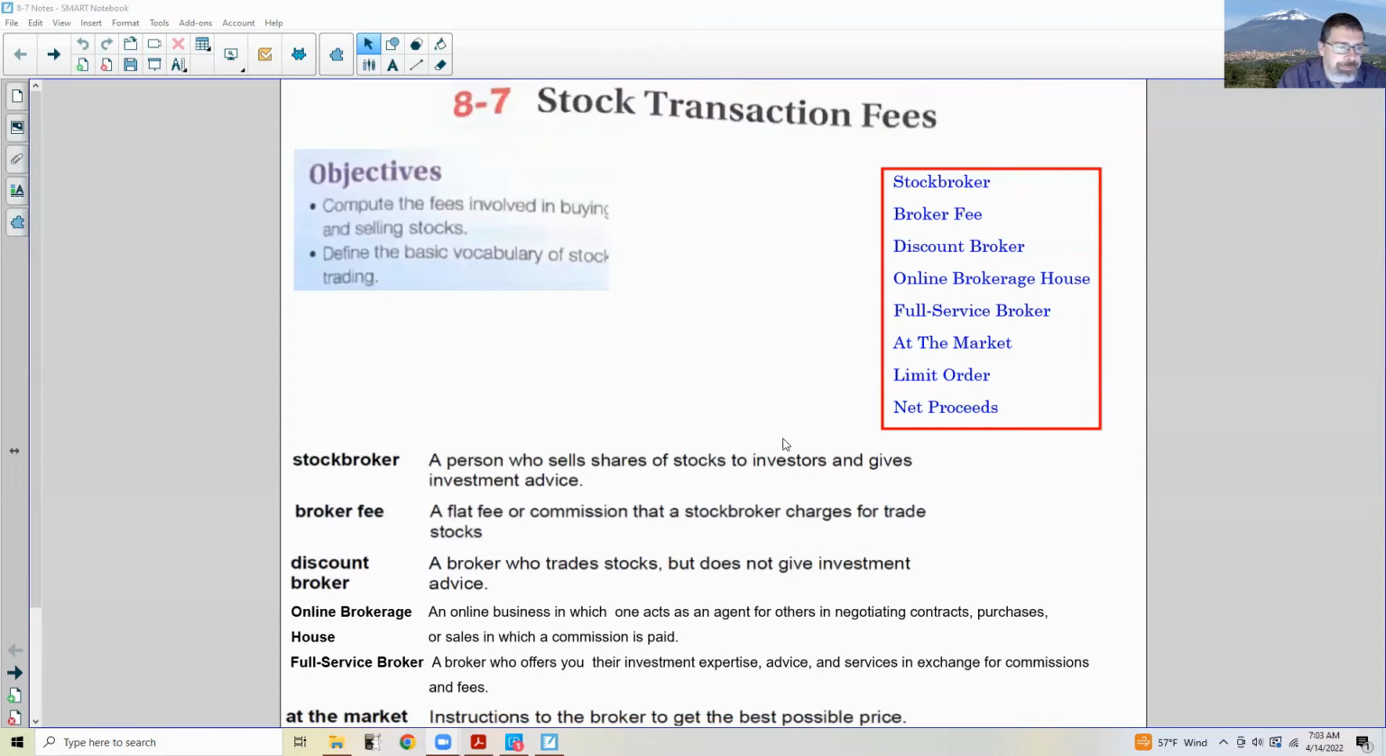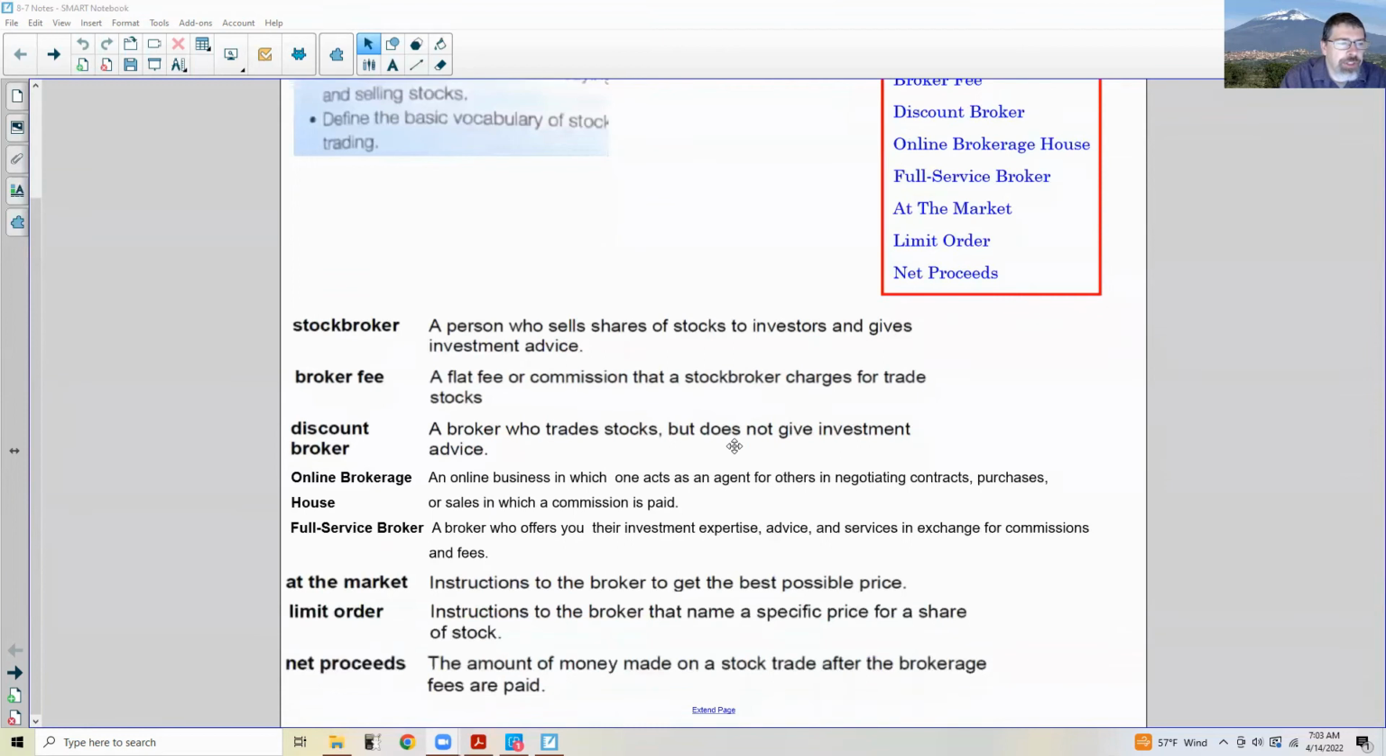So here we go. The first definition word is stockbroker, and that is a person who sells shares of stocks to investors and gives investment advice. Broker fee is a flat fee or commission that a stockbroker charges for trading stocks. And discount broker is a broker who trades stocks but does not give investment advice. That's what I was just talking about. Tastyworks, Charles Schwab, Robinhood, those are discount brokers. They don't give any advice. They just allow you to buy and sell stocks on their platform.